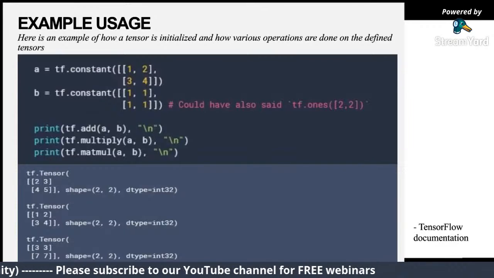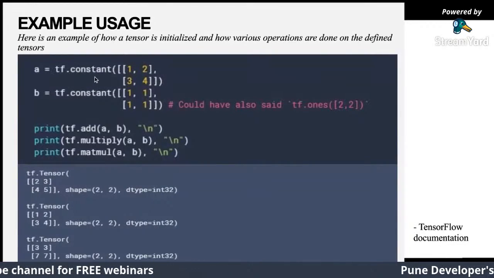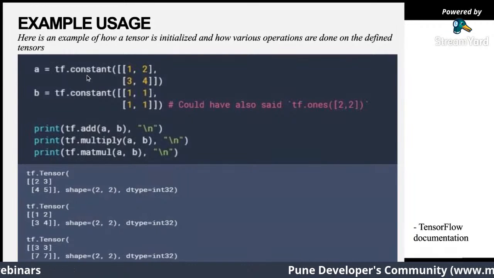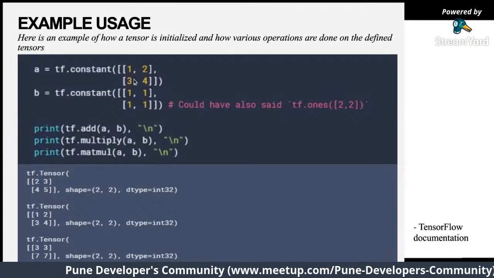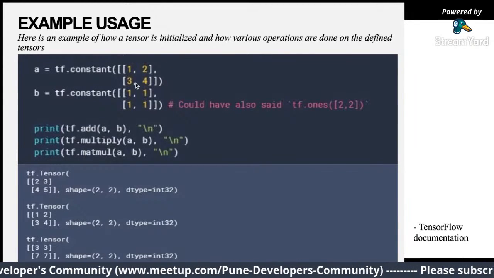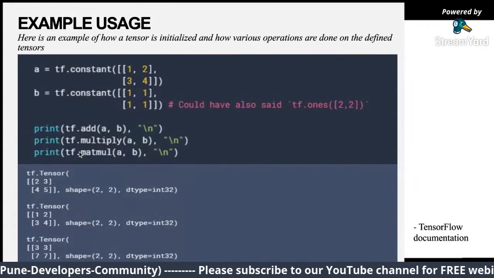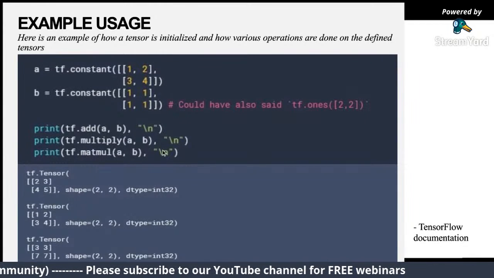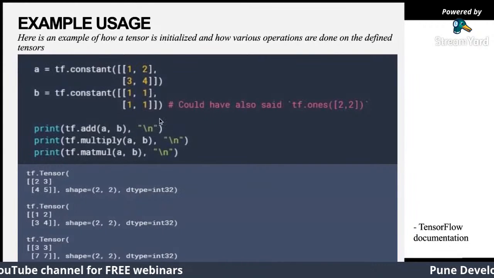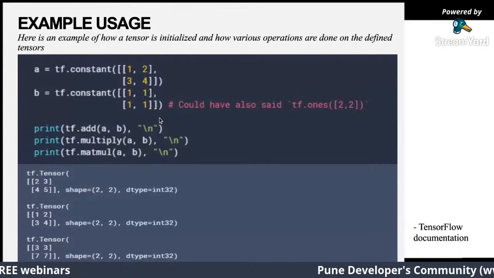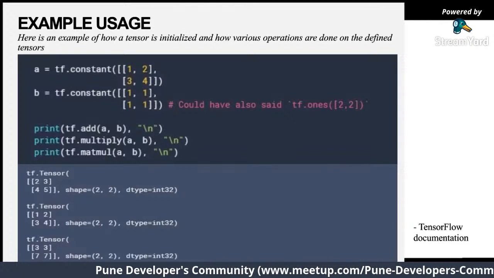Moving ahead, just now we discussed how you define a tensor. So this is how you define a specific tensor. To write it, tf.constant, and you define your tensor values. So this is a matrix 1 2 3 4, and this is another matrix. To add these, or multiply these, or do a matrix multiplication, you can use these kinds of functions. This is how you define a specific tensor, or how you initialize a tensor.